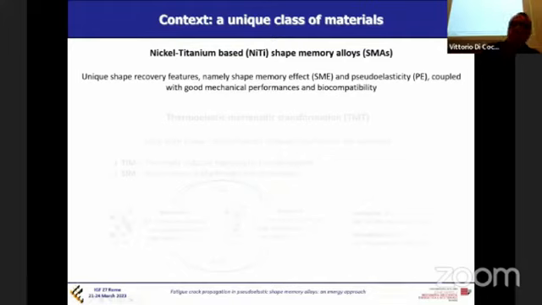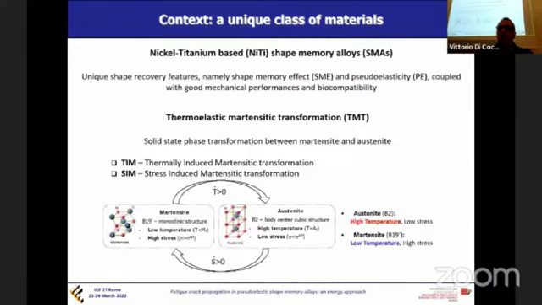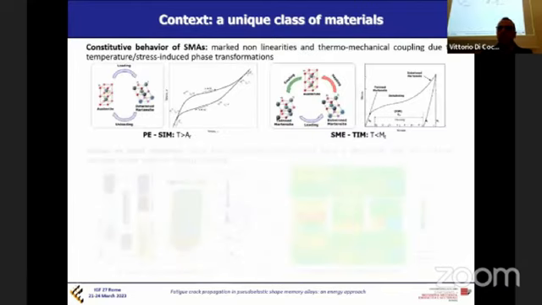Okay. In particular, we analyzed the binary nickel titanium system. That is a unique class of material that shows extraordinarily high force and shape recovery capabilities through the so-called shape memory effect and pseudoelastic or superelastic effect. Both these properties are due to a fully reversible solid-state transition between two distinct crystal structures, austenite and martensite, that can be activated either by temperature and/or by applied stresses.